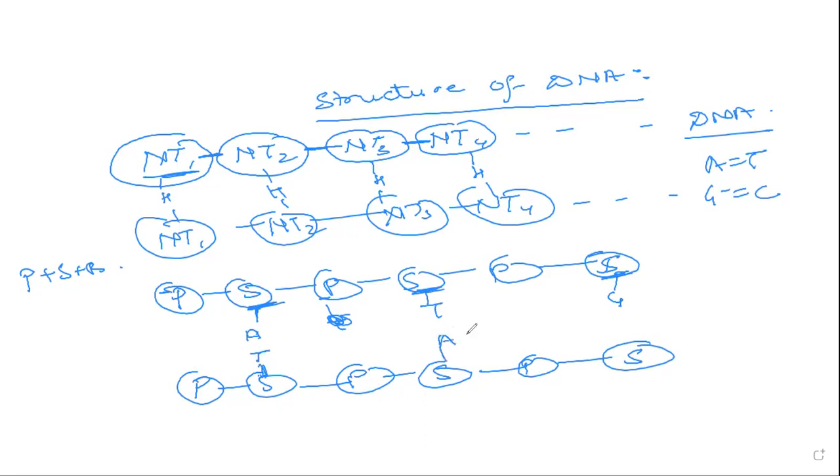Similarly, if this sugar has adenine here, this will be bound to thymine. Thymine will be bound to adenine. Guanine will be bound to cytosine. So guanine and cytosine have a triple bond. Thymine and adenine have a double bond. Adenine and thymine have a double bond. In this way, this chain progresses.